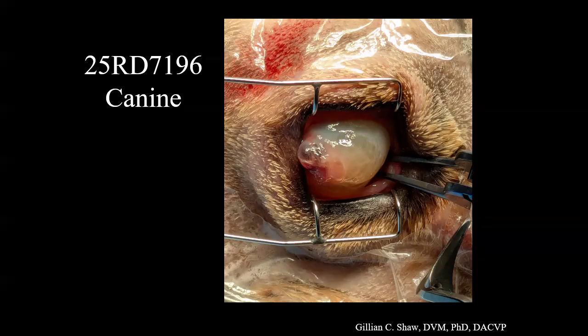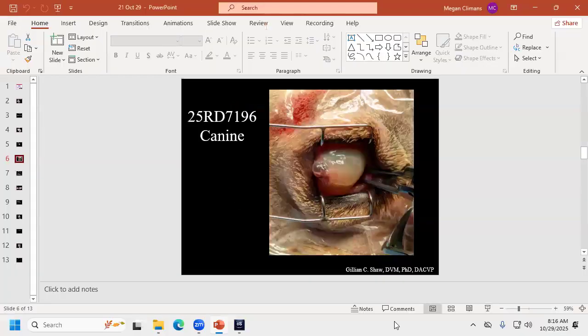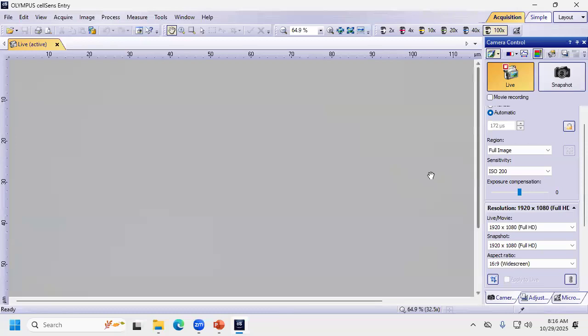And the rest of the globe, I think, was pretty normal, except that unfortunately they had nicked it while they were taking it out, so it's kind of collapsed. So the state of the globe is not very pretty at the moment, but on the slide, I mean, the globe wasn't pretty in the dog's head anymore either.